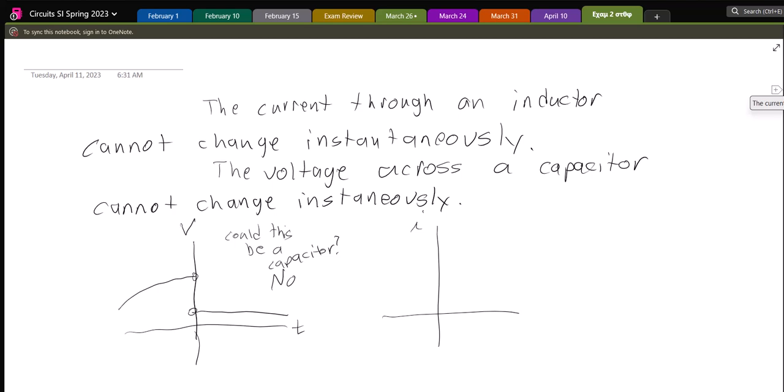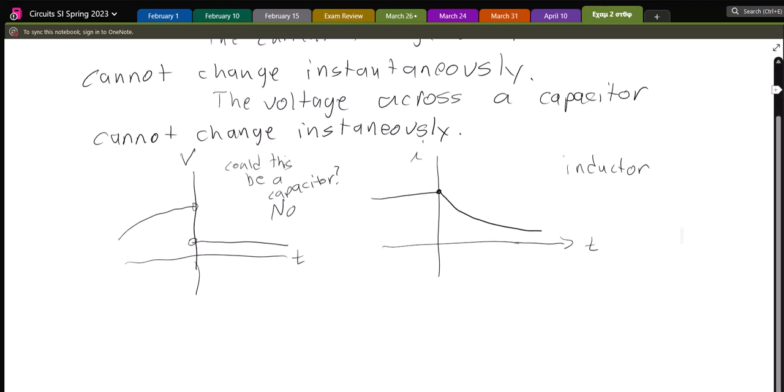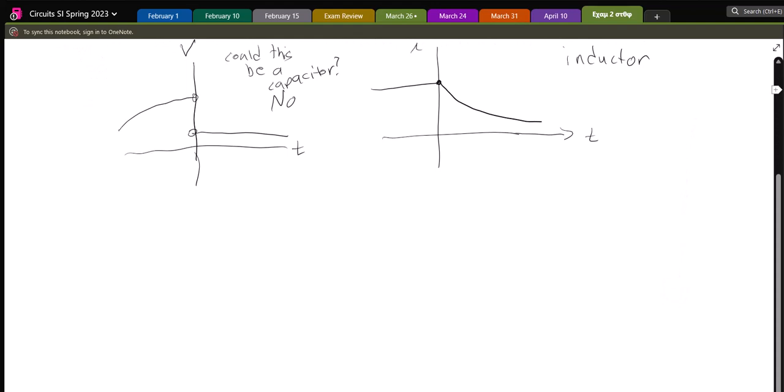Over here, if I look at current, I'm just going to say this is an inductor. Well, if this is an inductor, then it has to be continuous. I cannot have a discontinuity here. If I had a discontinuity, it could not be an inductor. So, what does this have to do with when I'm saying 0 minus and 0 plus? Alright, so let's say I have a circuit.